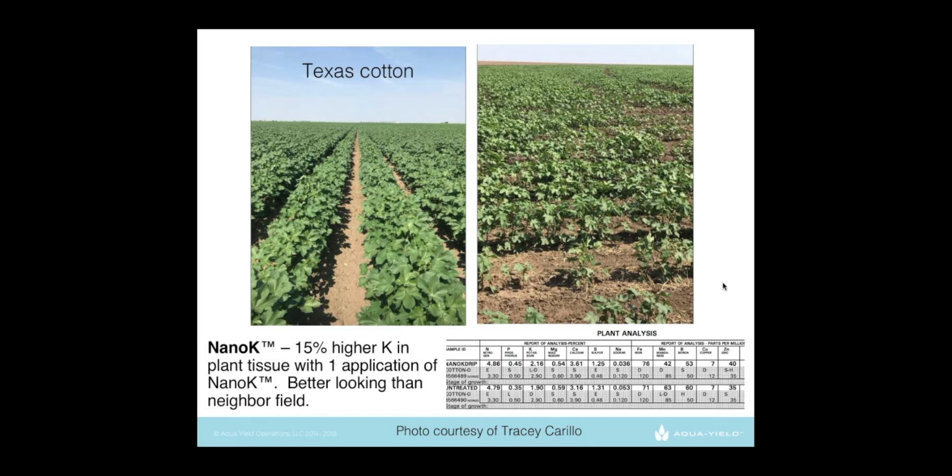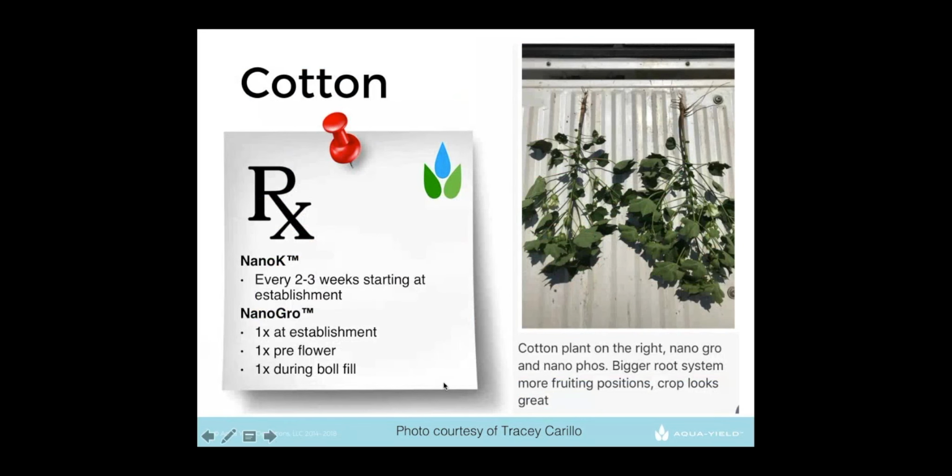So that's great. The cotton looks great. The picture on the left is a neighboring field that's literally right across the street. That grower has a little bit different program, but it just goes to show how awesome our products are and how satisfied our customers are with this. Here's another photo of some cotton plants where NanoGrow and NanoFos were applied, where we have a bigger root system and more fruiting positions, and the crop also looks awesome.